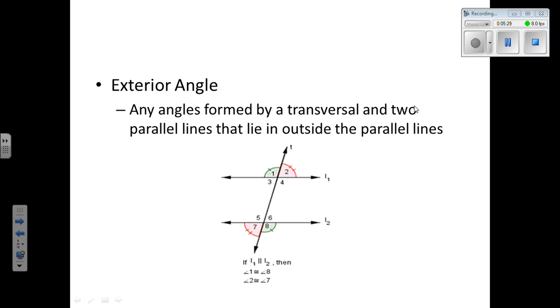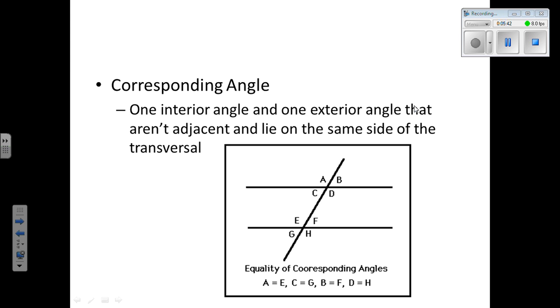Exterior angles are any angles formed by a transversal and two parallel lines that lie outside the parallel lines. So in this case, it's going to be 1, 2, 7, and 8. Corresponding angles are one interior angle and one exterior angle that aren't adjacent and lie on the same side of the transversal. So this would be like A and E, C and G, B and F, and D and H.